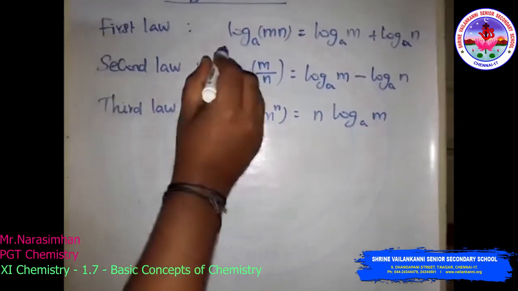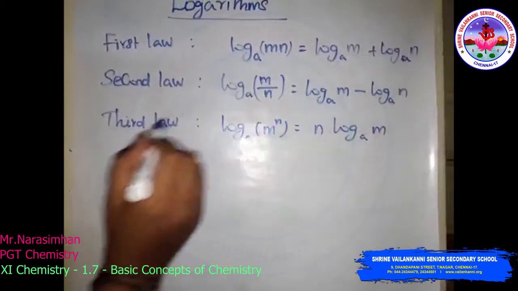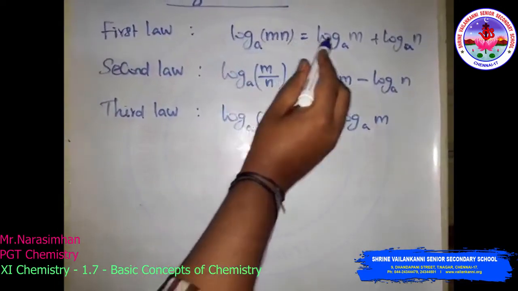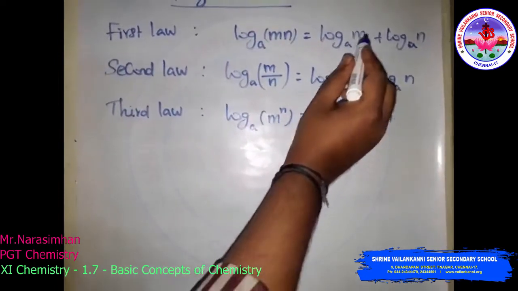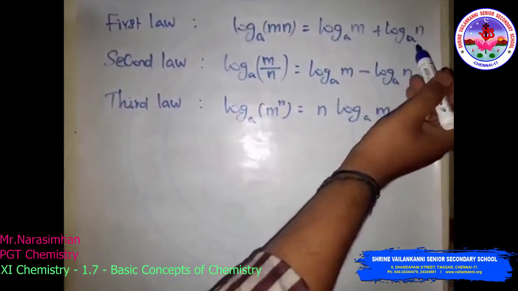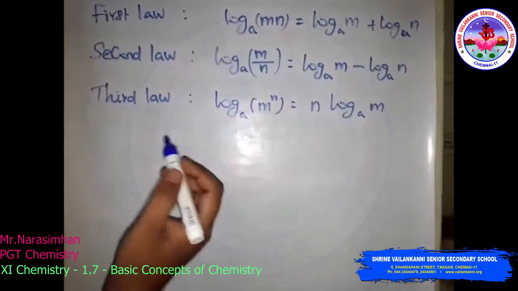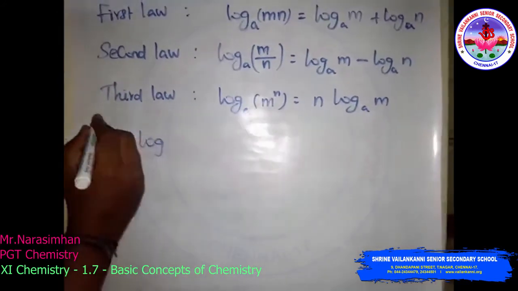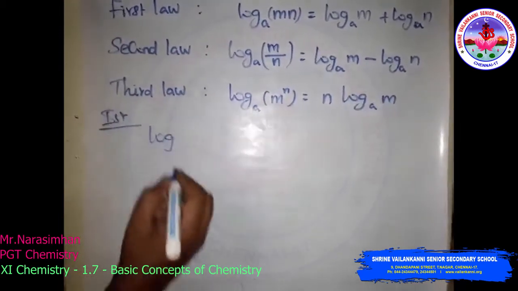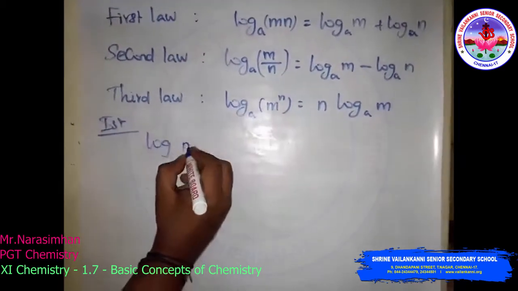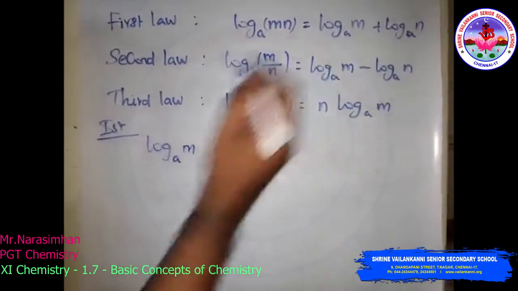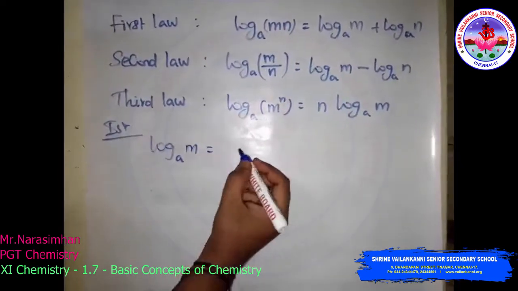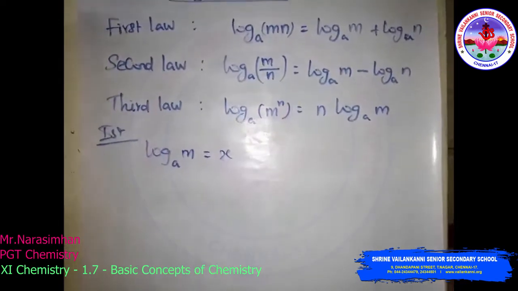Here we can see the proof of the first law: log of mn to the base a is equal to log of m to the base a plus log of n to the base a. Suppose log m to the base a is equal to, we don't know the value, so just simply put x.